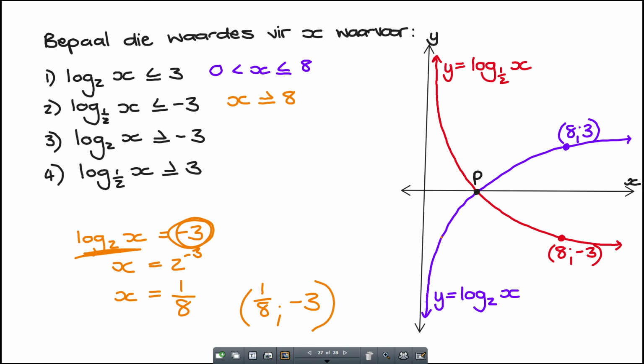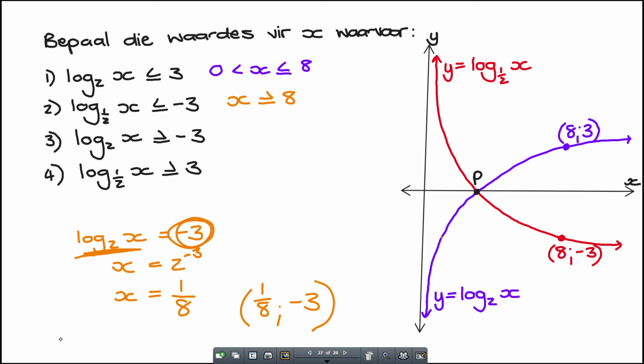Onthou, hierdie is nou die moeilikste deel, want dis die einde van die hoofstuk, né? Dis die laaste stukkie. Okay, can we quickly do? Al is jy nou nog net klaar met number 3.